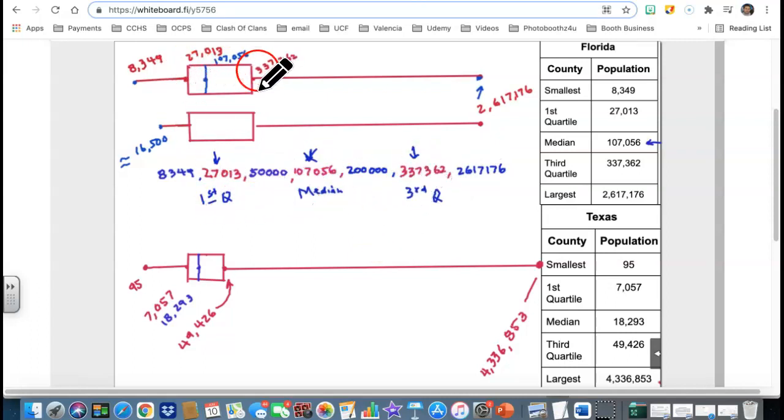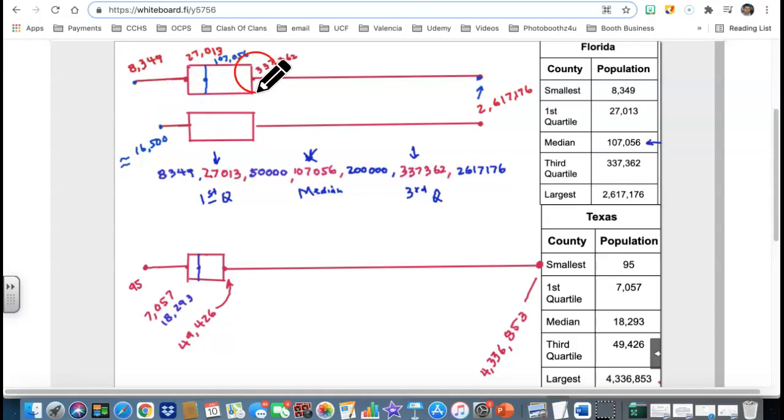So the first and third quartile, this is what makes the box. First quartile and third quartile. You put a line where the median is. Now this is the interquartile range between the first and third. All right, now we know how to do this box.